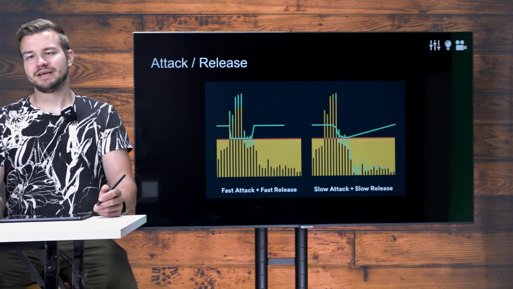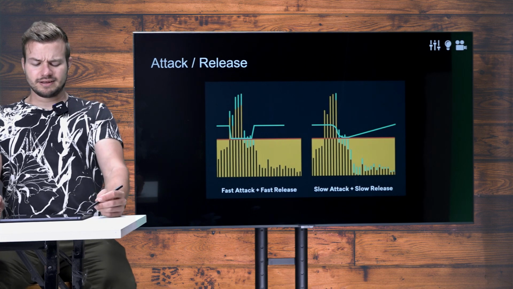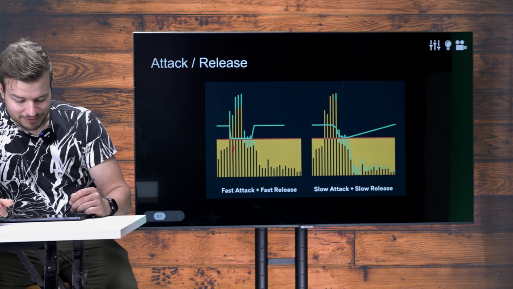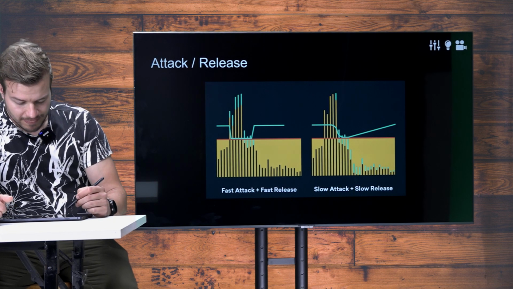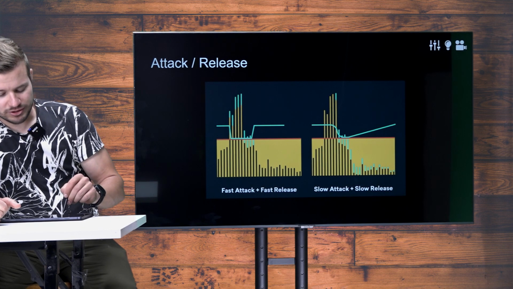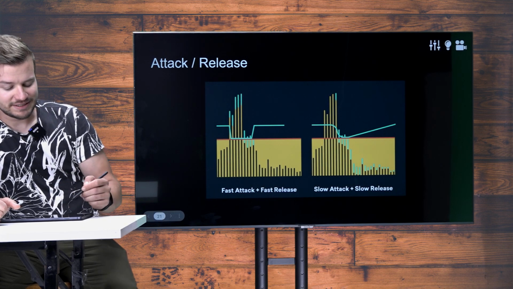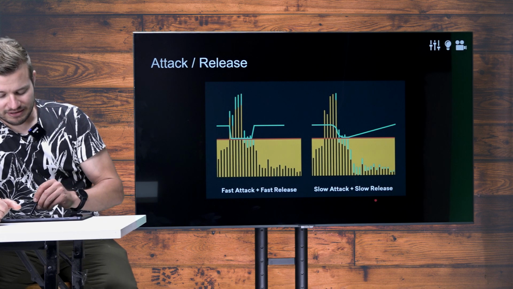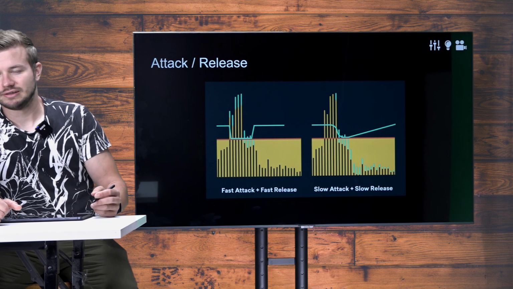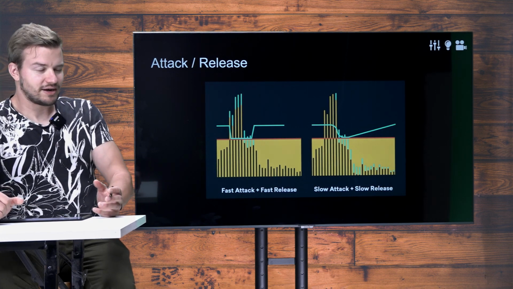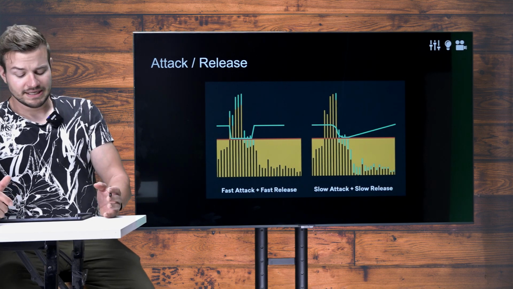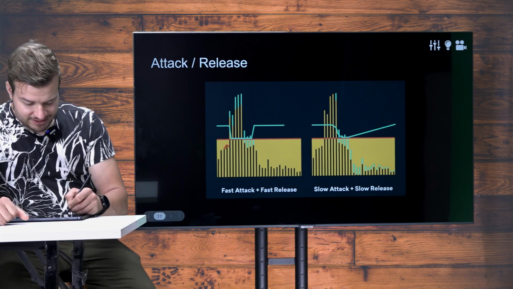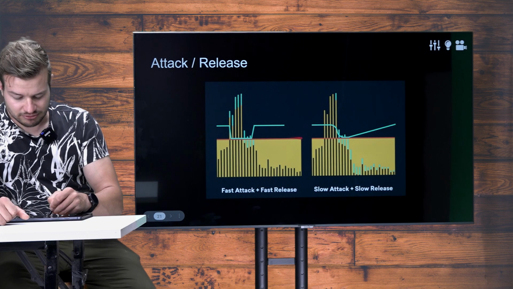Then there are these two parameters, attack and release, which I talked about before. And this graph shows pretty nicely how they work. These bars basically represent the input level, and we have two different cases. In the left picture, we see a fast attack time and fast release time, and in the right image, we see slow attack and slow release times. So what happens if we do a fast attack, which means almost 0 milliseconds, and also almost 0 milliseconds release time? If the attack is fast, the signal passes the threshold line, which is the red line here.